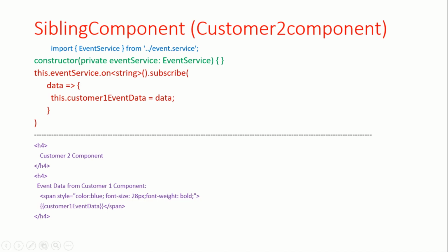In the same way we need to import event service from its path, and this is the event service which we have injected. This event service dot on method dot subscribe code needs to be written in the ngOnInit method. So we register the event service on method inside ngOnInit of the customer two component, and customer one event data is a variable of the customer two component, and we can print this variable in our customer two HTML file like this. Let us see this in the code.